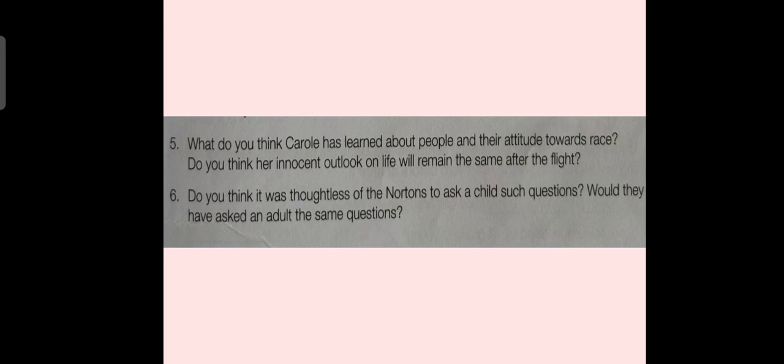Question number 6. Do you think it was thoughtless of the Nortons to ask a child such questions? Would they have asked an adult the same questions? Answer number 6. It was thoughtless of the Nortons to ask Carol questions about her racial identity. They knew that she was a child traveling without her parents. They took advantage of her vulnerability and innocence, asking her insensitive questions. They probably would not have dared to ask an adult the same questions.